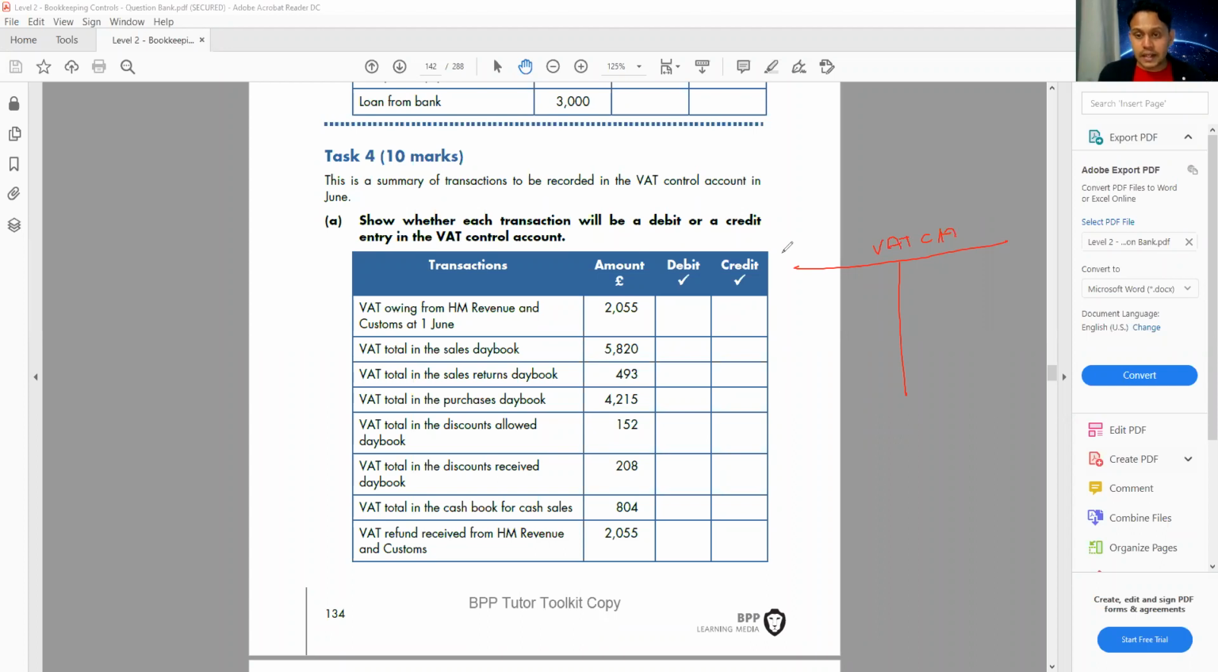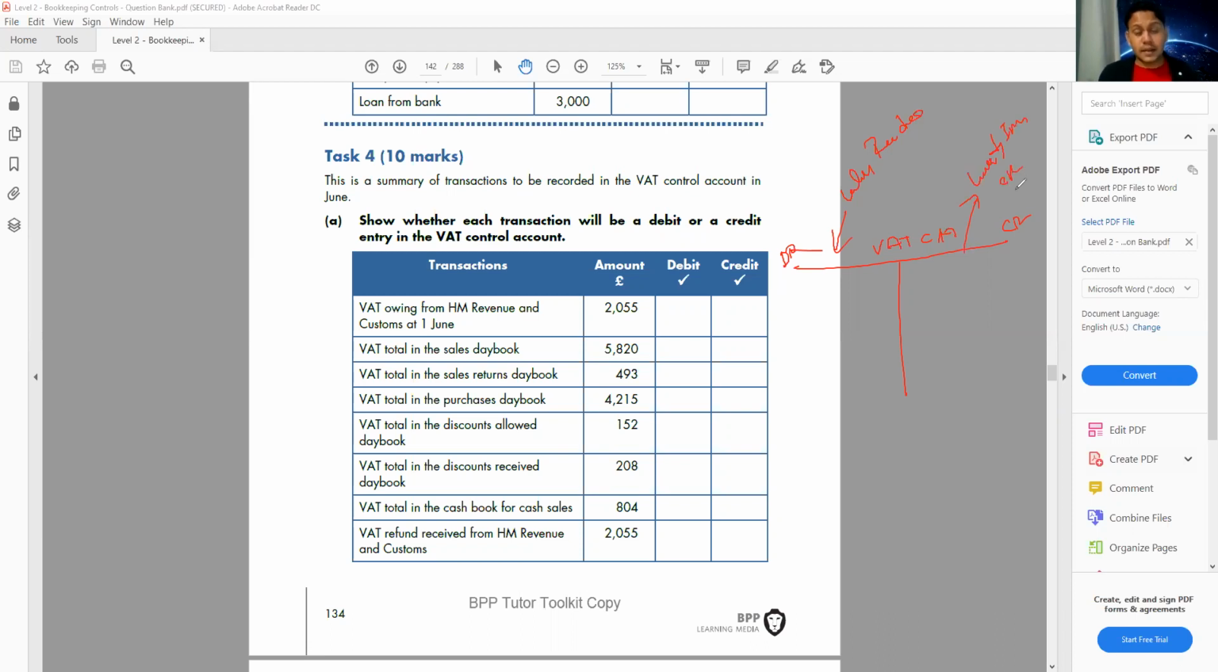On the VAT control account, we have a debit side and a credit side. If the liability reduces, if the liability goes down, we record it on the debit side. So when the liability reduces, for example with input VAT, or for any reason we need to reduce the liability, that's the debit side. If a liability increases, that is on the credit side.